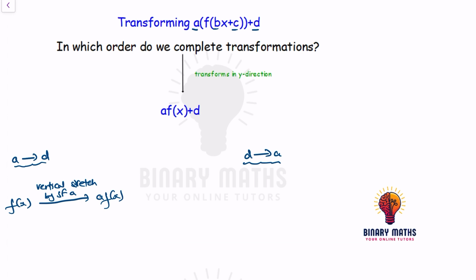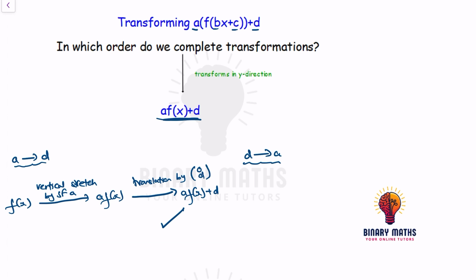Okay, then we're applying d. When we apply d, we get a times f of x plus d, because we're adding d on. So this is a translation by the vector (0, d). And if you look at this, this is the same thing as what we wanted. So that looks like it's giving us the correct thing. So if we do a before d, it looks like we're getting the right thing.